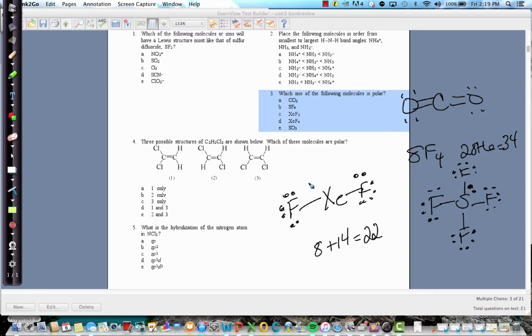I've used a total of 16, so that's going to be 18, 20, and then I will have another pair right here. So it's actually going to be another expanded octet. I've got 2, 4, 6 electrons, or 3 lone electron pairs around the xenon. So XeF2 will look like this.